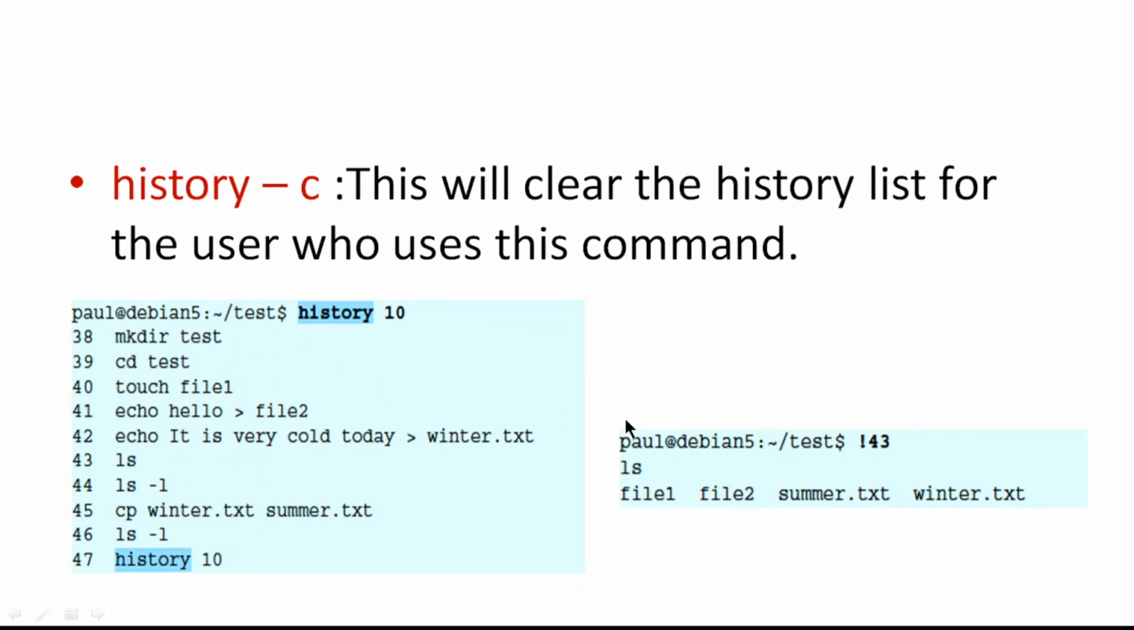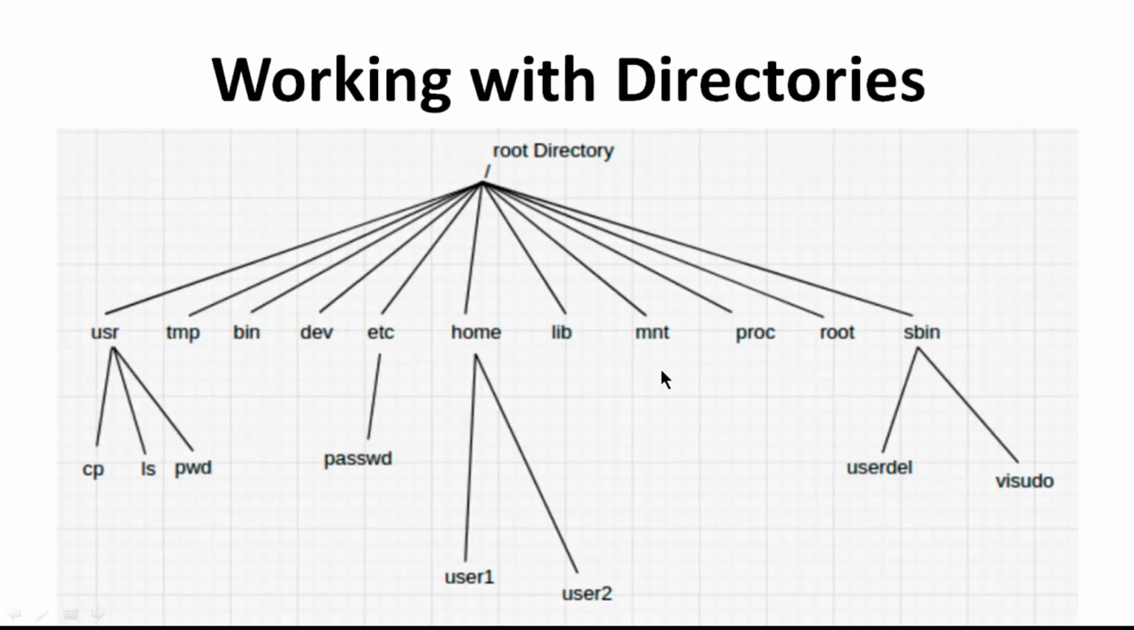Here, if in case I want to check what is the command at 43, I will just type exclamation 43, and you can check it is an ls command. Exclamation 43 will just execute that same command again. So 43 is the ls command, and it is listing out all the files in that particular folder.